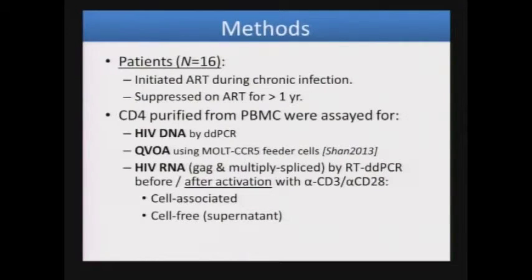All of these patients had initiated ART during chronic infection and had been suppressed for at least 1 year. It's actually, as you'll see, a rather unusual group of patients in that the size of the reservoir is unusually narrow, which makes it somewhat more challenging to demonstrate correlations between the assays. But we now have actually added a few acute patients, and it does seem like the trends hold. So in addition to the HIV DNA, which we did by droplet digital PCR as we published, we used a QVOA assay. This is based on the idea published by Shan et al.